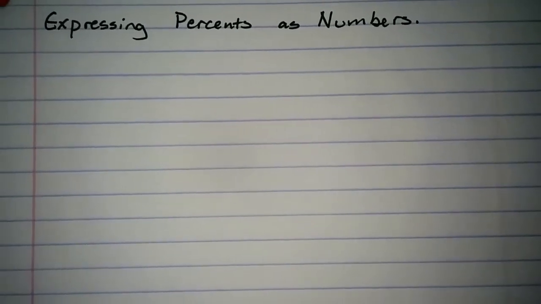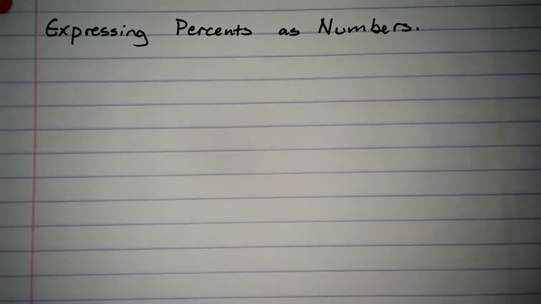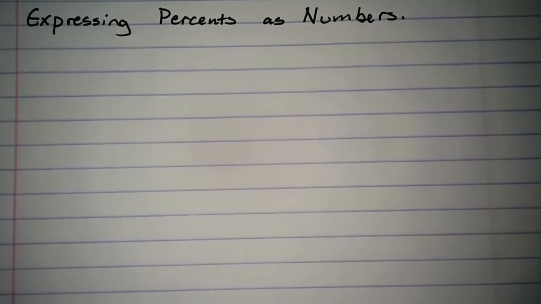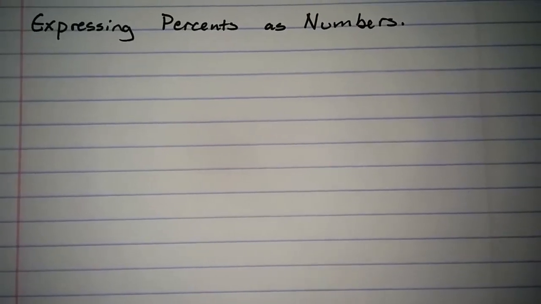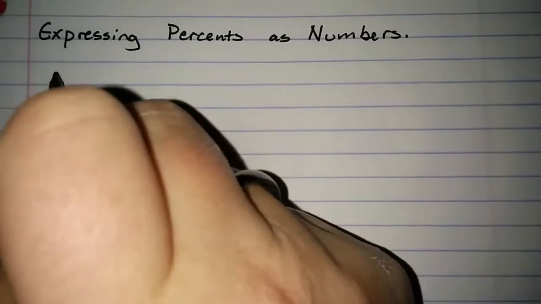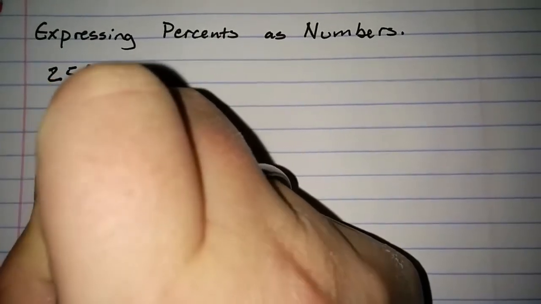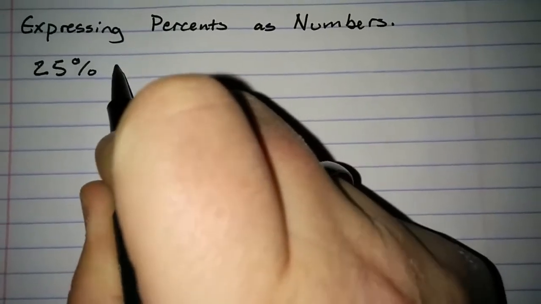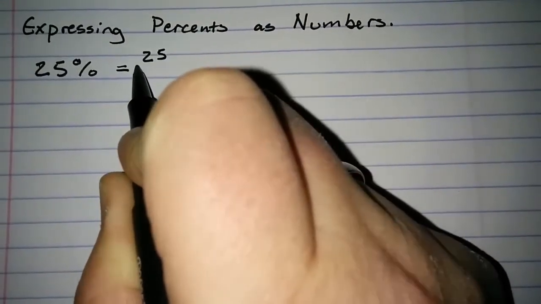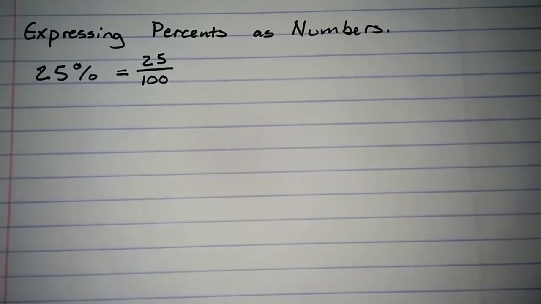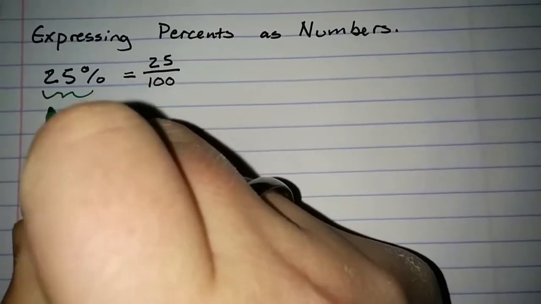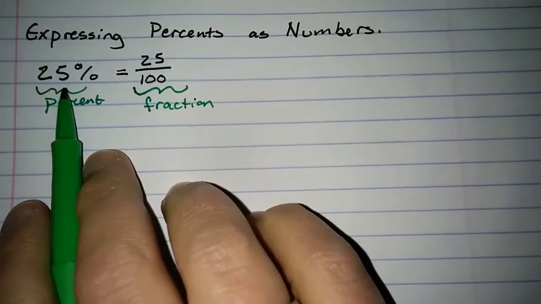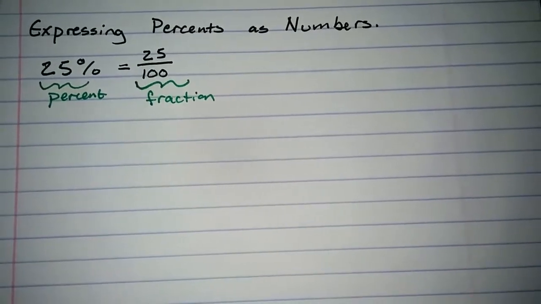Sometimes we encounter a quantity expressed as a percent that we would like to just express as a regular number. But let's think for a moment about just what percent means. If we see, for example, 25%, that just means 25 out of 100. So 25% is a fraction.